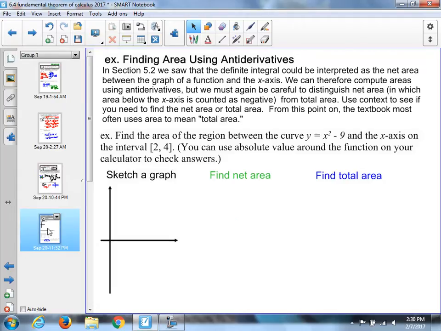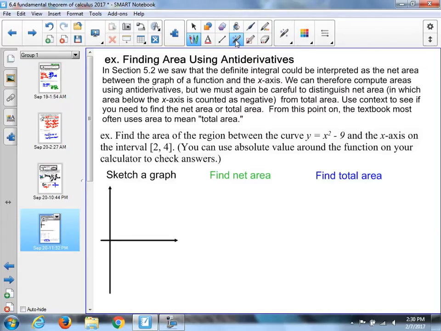Finding area using antiderivatives. Now, keep in mind, if you're asked for area, you typically need to have a positive answer. If you're just evaluating the integral, it's positive or negative. The integral could mean area, depending on the context. Now, section 5.2, did I not change 6.2? The old textbook said 5.2. Anyways, we saw that the definite integral can be interpreted as the net area between the graph and the x-axis. We can therefore compute areas using antiderivatives.